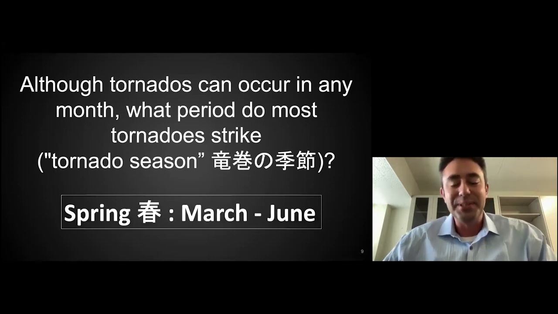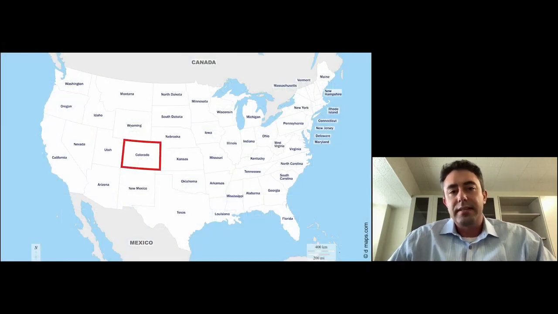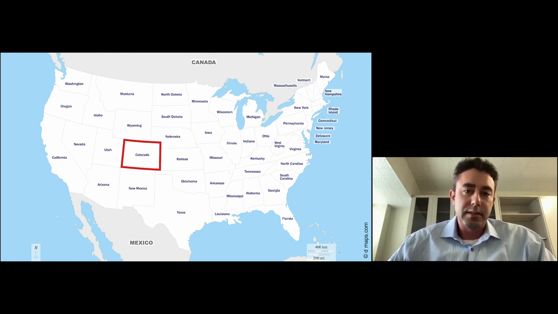Spring, from March to June, is tornado season in the United States, which we have just passed. Now, in my state of Colorado, which is basically in the middle of the country, we have a significant number of tornadoes, especially in the spring season. The eastern half of the state sees quite a bit of tornado activity, although we'll see tornadoes throughout the state.